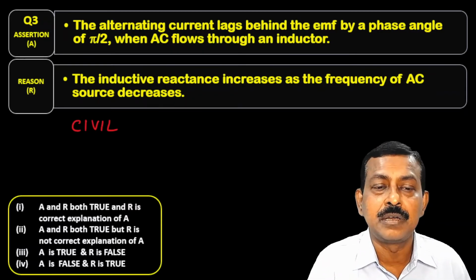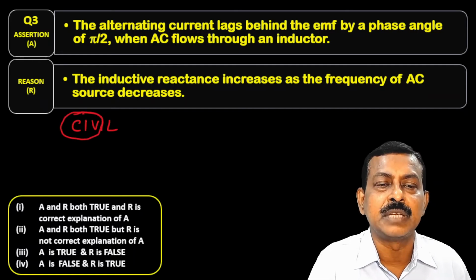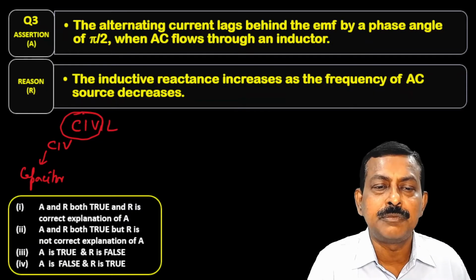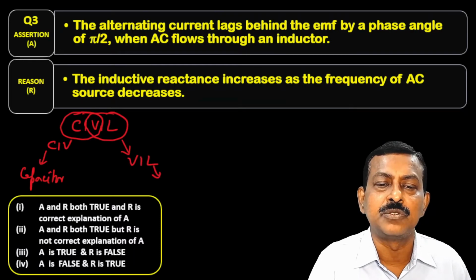For this one, we take the first three letters, that means CIV. This C we are taking for capacitor. And if I have to take an inductive circuit, then we take VIL, and this is for inductor.